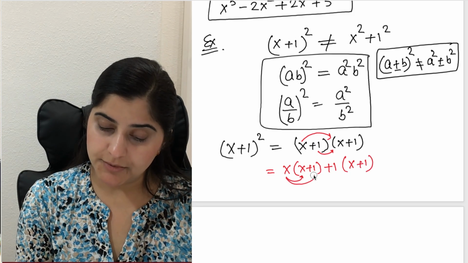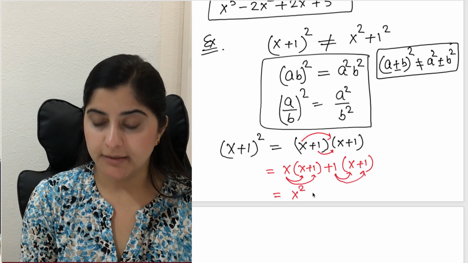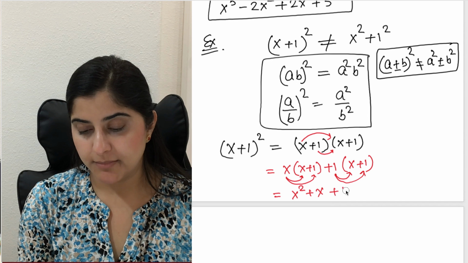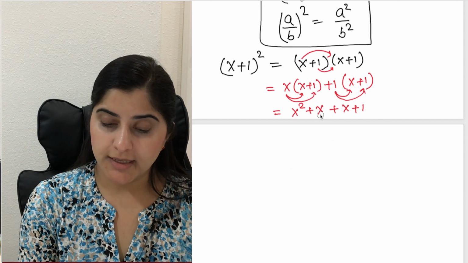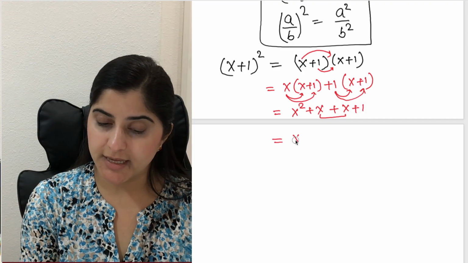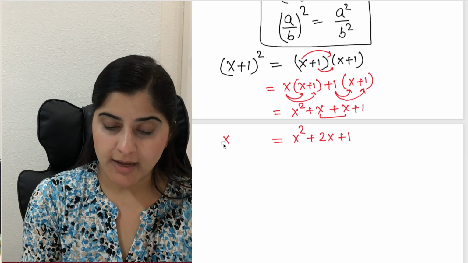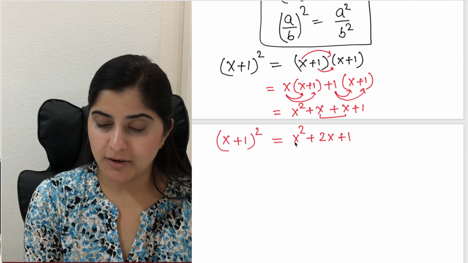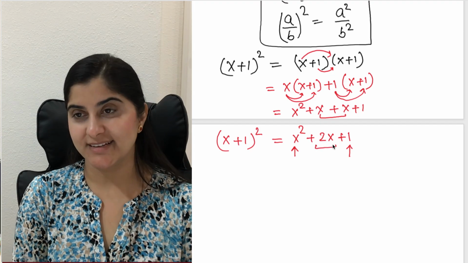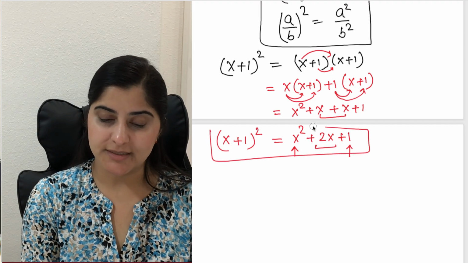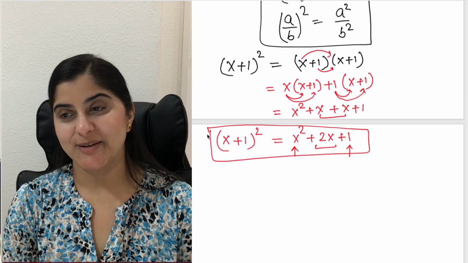Now use the distributive method. We get x squared plus x, then plus x plus 1. And now combine like terms. So we get x squared plus 2x plus 1. So x plus 1 squared is not just x squared plus 1 squared, that is 1. It is something more than that. So this is equal to this. So this is how we do the multiplication of polynomials.